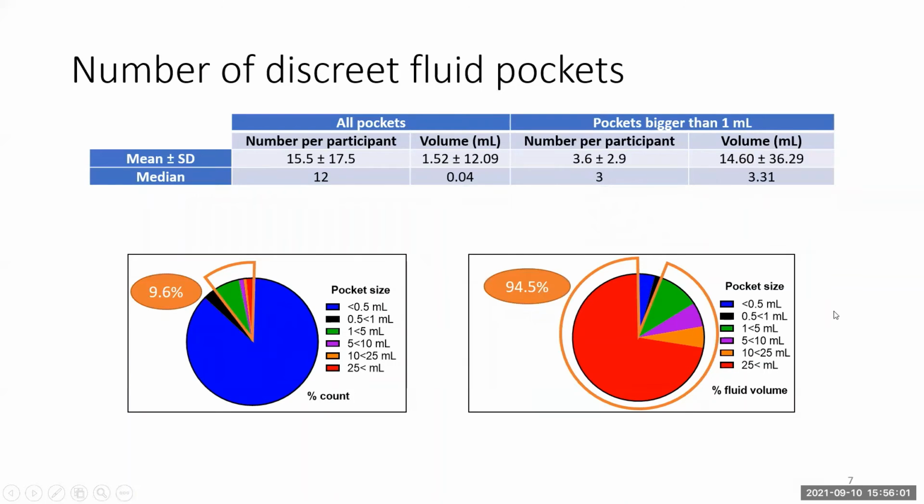When we look at the number of individual fluid pockets, every patient had around 16 pockets in their colon, but most of them are very, very small. Only 3.6 ml of those pockets were bigger than 1 ml.